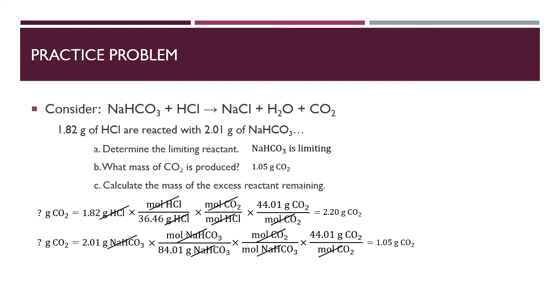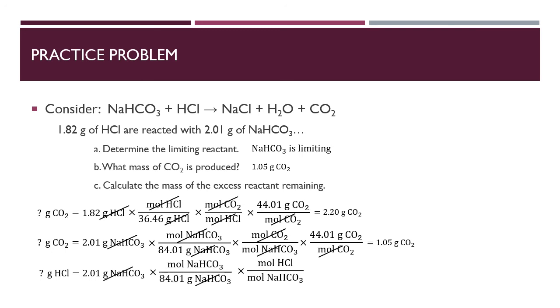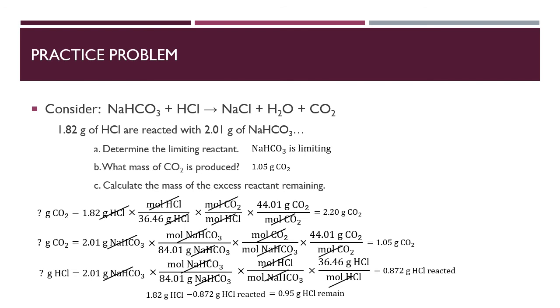So lastly, I need to calculate the mass of excess reactant remaining. Well, that's my hydrochloric acid. But in order to know how much is left over, I have to know how much reacted. So again, I will do another gram, mole, gram. I want to know what mass of HCl is going to be reacted with my 2.01 grams of my limiting reactant, the sodium bicarbonate. So doing my gram, mole, gram, converting grams to moles, then going moles to moles, and then moles back to grams using the molar mass. That will tell me 0.872 grams of HCl reacted. And now I can subtract that from the initial amount of 1.82 grams of HCl, and that will tell me that 0.95 grams of HCl are left over.